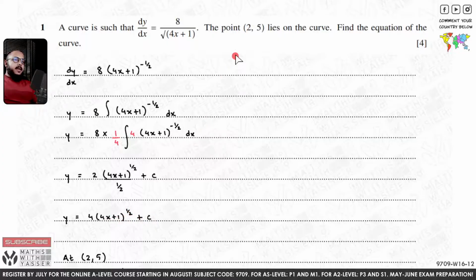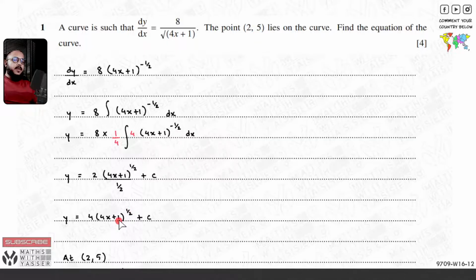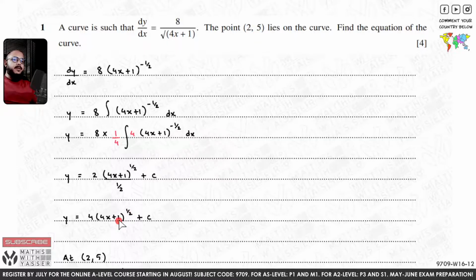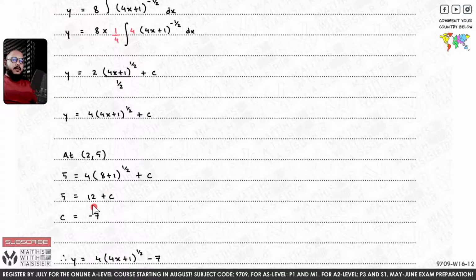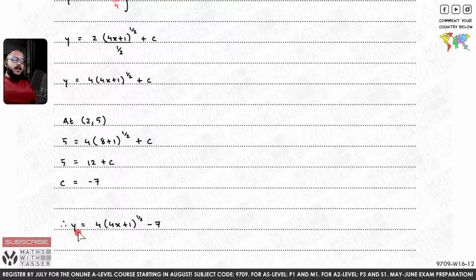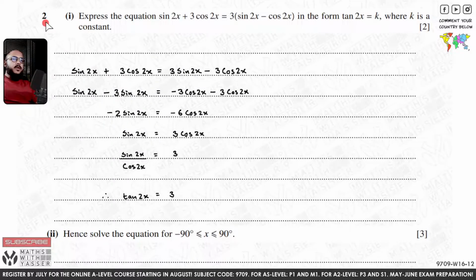Now, it's given in the question that this point lies on the curve. That means this must satisfy the equation of the curve. So let's substitute this coordinate into the equation of the curve. Therefore, it will be 5 is equal to 4 times (8 plus 1), because 4 2s are 8, plus 1, whole to the power half, plus c. That gives us 5 is equal to 12 plus c, so c is negative 7. Therefore, the equation of the curve must be y is equal to 4 times (4x plus 1) to the power half minus 7.